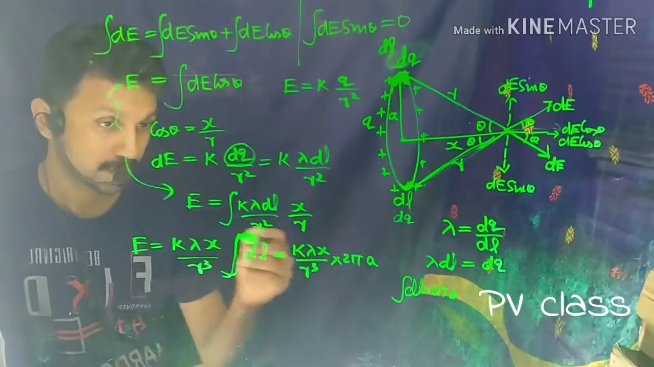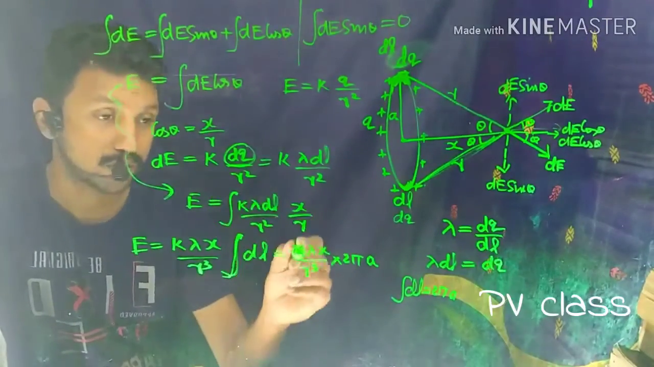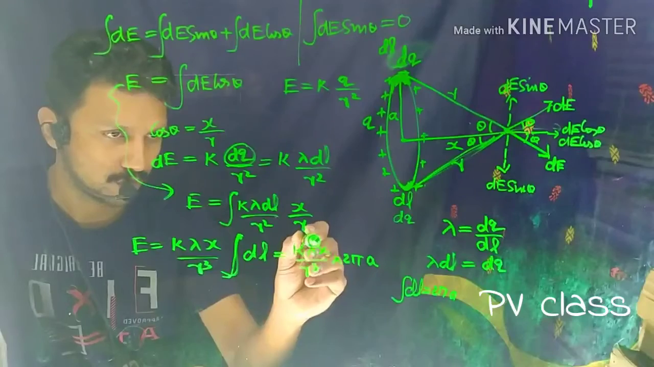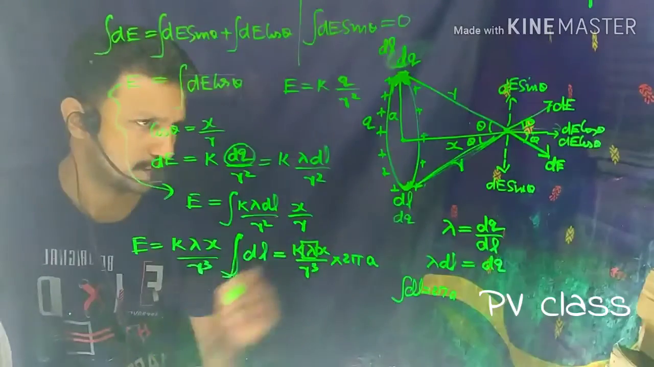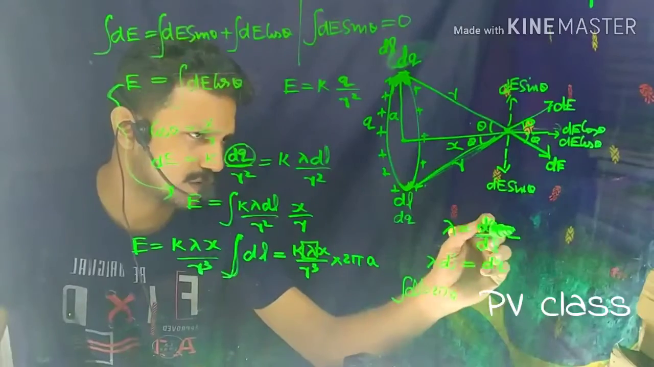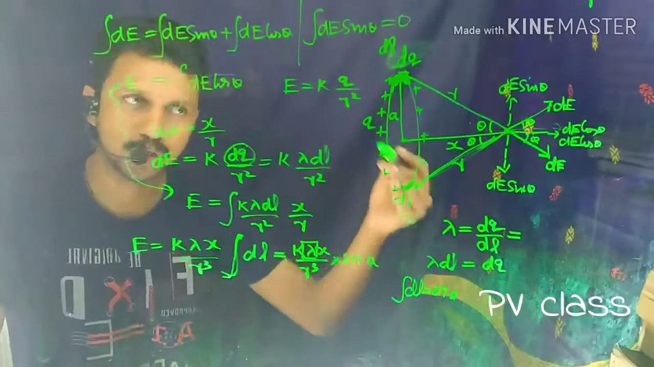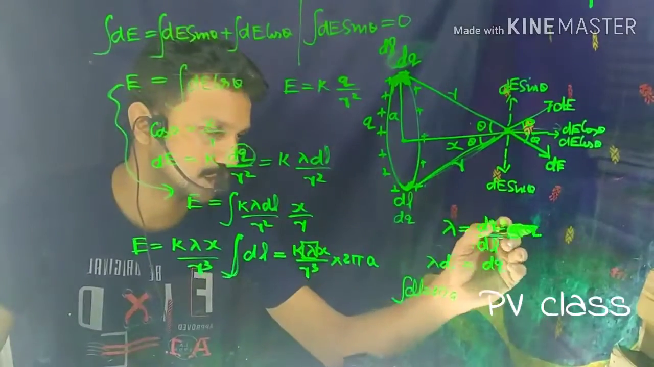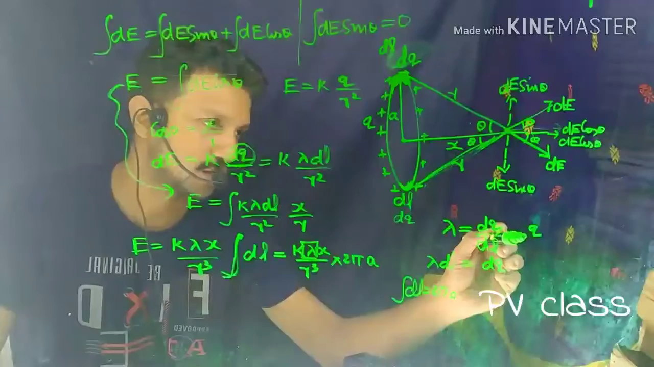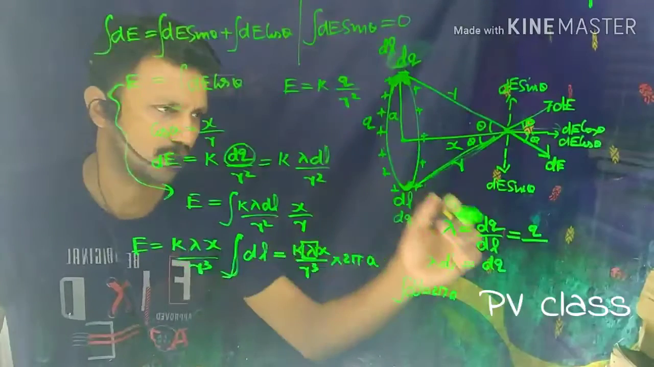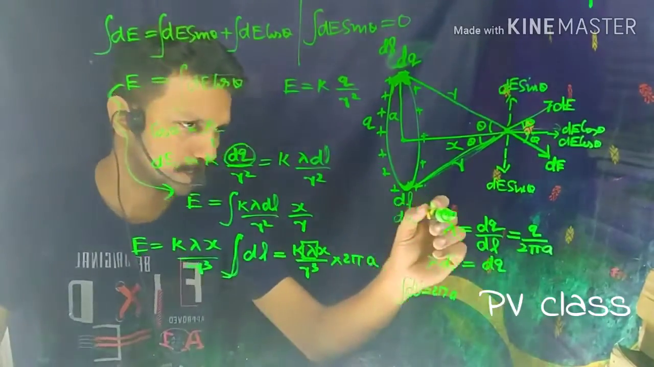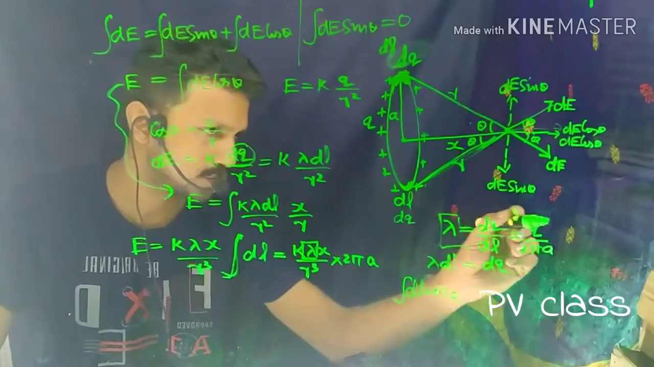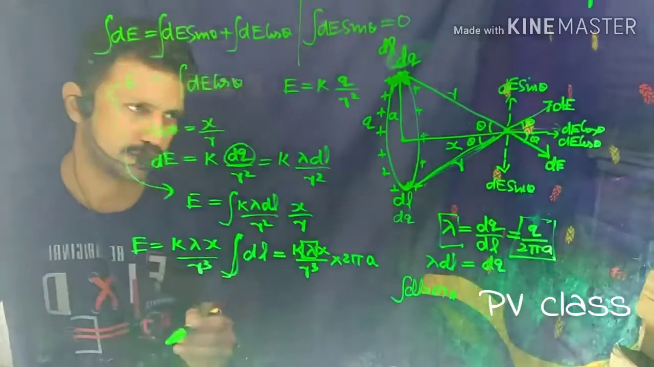Then, in order to transform this equation, let's modify this lambda. Can you see this lambda? I'm modifying the lambda. Lambda is dq by dl, or it can be written as total charge by total length. What's total charge? The total charge of the loop is q. Yep, mentioned earlier. What's the total length of this loop? Total length of the loop, that is 2 pi a. Therefore, lambda is equal to q by 2 pi a. Let's substitute the value of lambda over here.